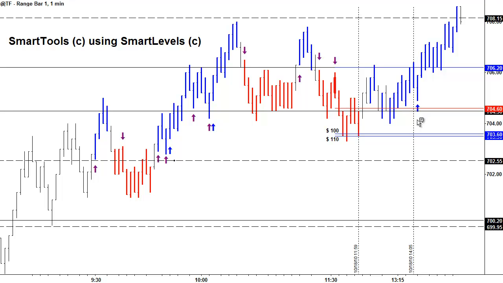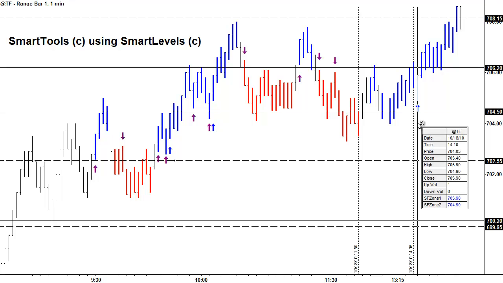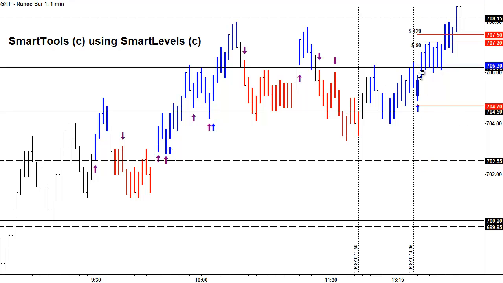But coming out of the lunch hour, you can see the smart level at 706.20 was reached. Let me show you that a little bit better with a black line. The smart level was reached just coming out of the lunch hour at 5 minutes after 2 Eastern time, and the market pulled back from there and generated this beautiful setup bar with an entry above the smart level. Both targets were reached, and the overhead smart level was reached.